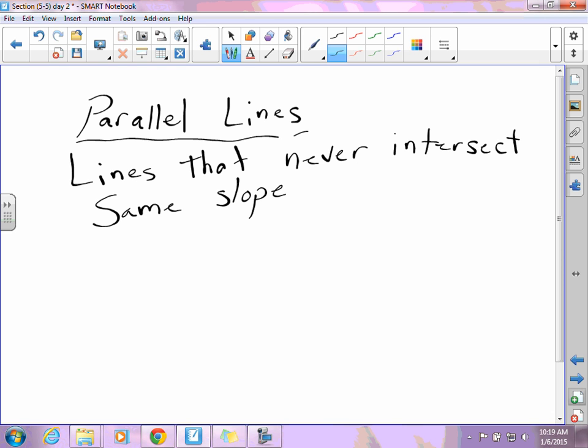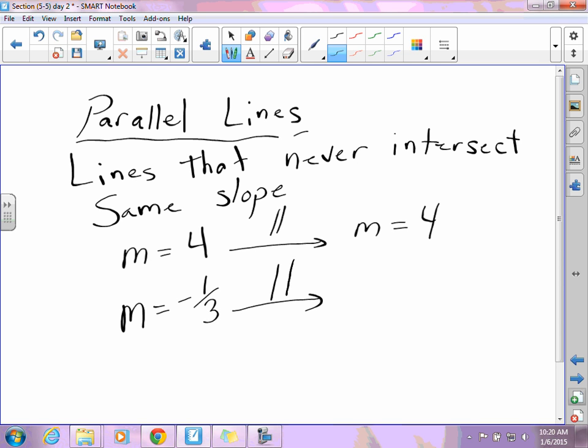So if you remember yesterday, I had you do this. M was 4, so then the new slope, M is 4. And if our M was negative 1/3, if I did a line that's parallel to it, M was negative 1/3. Remember how we did that yesterday?